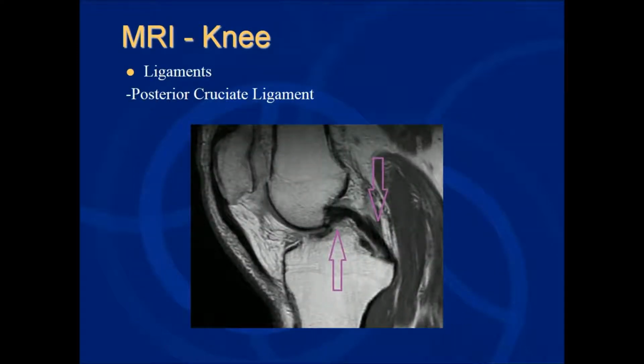Here is a normal appearance of the posterior cruciate ligament. There is generally some laxity of the posterior cruciate ligament. It is diffusely low in signal and generally fairly thick, as you can see here.